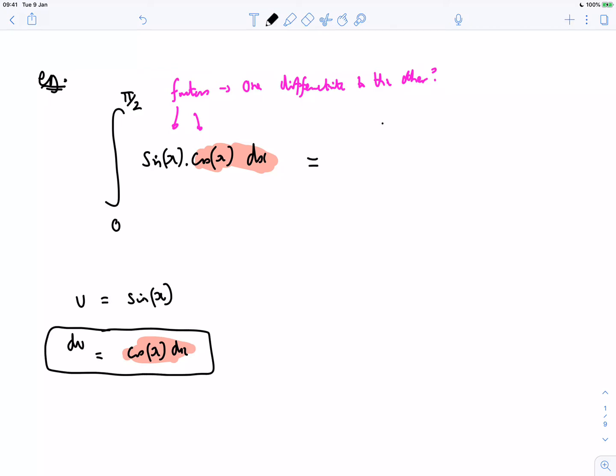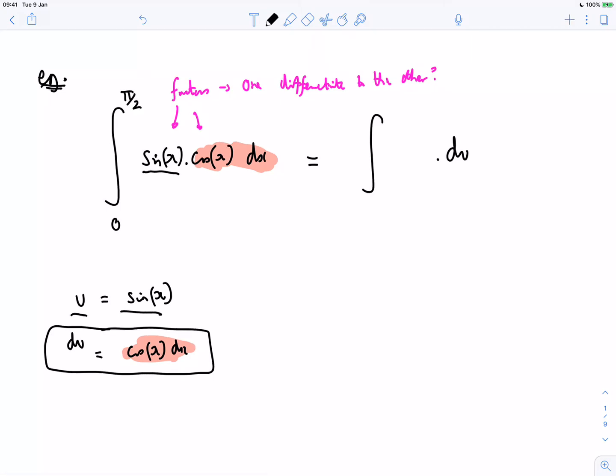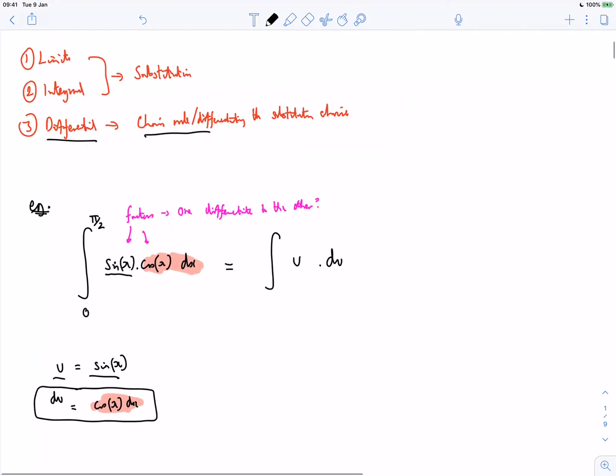Well, cosine dx is just cosine times dx, so I can replace that bit with just du. So that's good. So I've got an integral of du times by, and I know what sine x is, that's just u, because we defined it to be that way. So now, just by doing that part, I've actually worked out what the integrand is and what the differential bit is at the end.